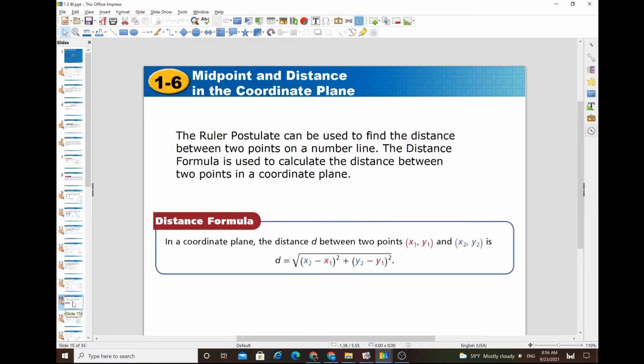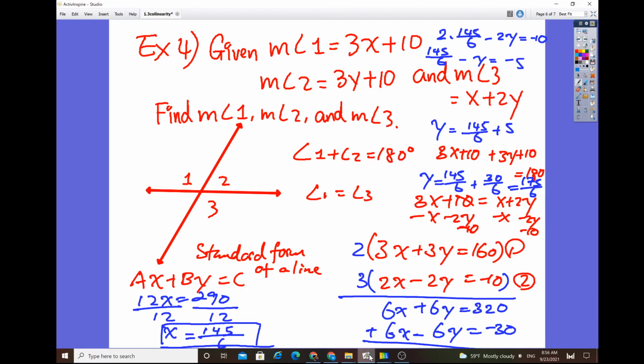So the next one I would like to talk about is the distance formula. For those of you wondering, how do we get the distance formula? It's based off the Pythagorean theorem. So before we go through this formula, let me show you the proof for this distance formula.